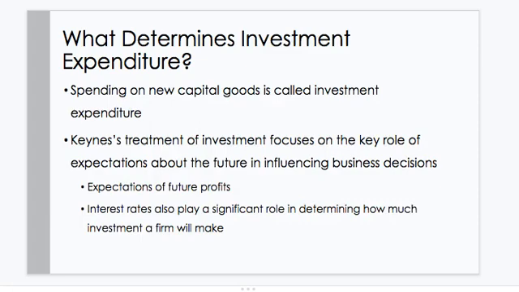Continuing on, spending on new capital goods is called investment expenditure. Keynes's treatment of investment focuses on the key role of expectations about the future in influencing business decisions. Expectations of future profits. Interest rates also play a significant role in determining how much investment a firm will make.